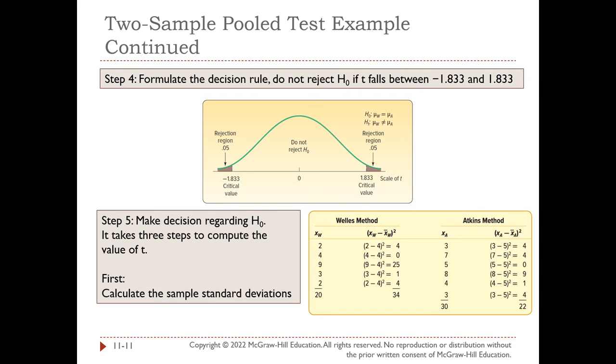So we're going to make the decision regarding the null, and it takes 3 steps to compute the value of t. Okay. So calculate the sample standard deviation. Again, taking each number minus the average and squaring, and adding up to create our variance. Again, we're probably going to use Excel as it's a little bit easier as we move forward, but we're going to show you the basics so you can understand it just a tad bit.